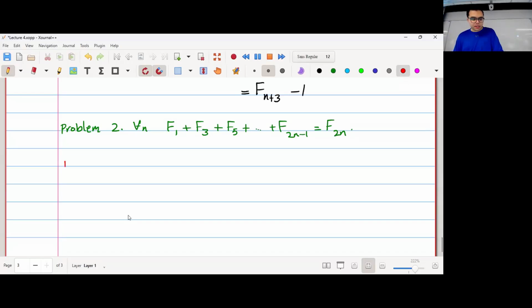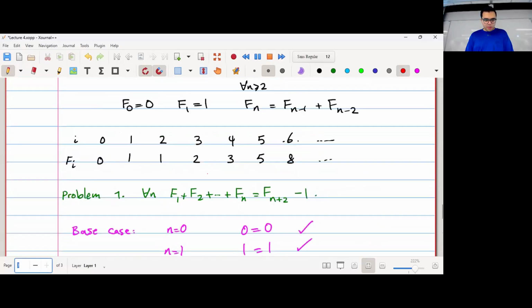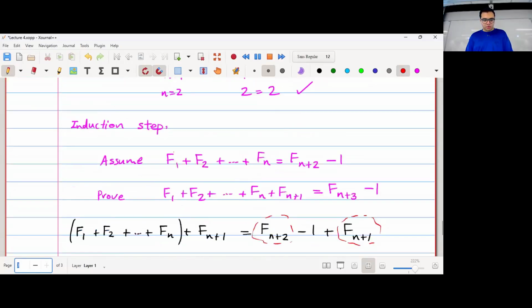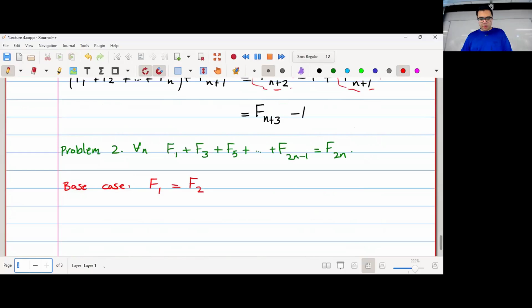Again, we're going to do the same thing as before. So let's do our base case. And let's say I start my base case with n equal to 1. So I would have that f of 1, which is 2n minus 1, should be equal to f of 2. And I just look at my table, and f of 1 is equal to f of 2. So I'm happy, my base case holds. Okay.